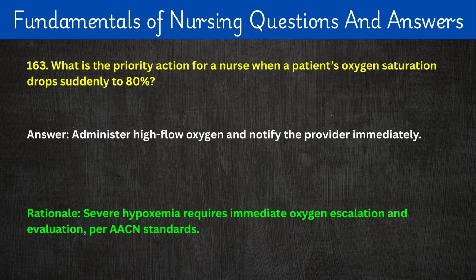163. What is the priority action for a nurse when a patient's oxygen saturation drops suddenly to 80%? Answer. Administer high-flow oxygen and notify the provider immediately. Rationale. Severe hypoxemia requires immediate oxygen escalation and evaluation, per AACN standards.